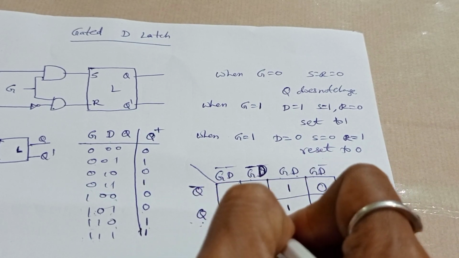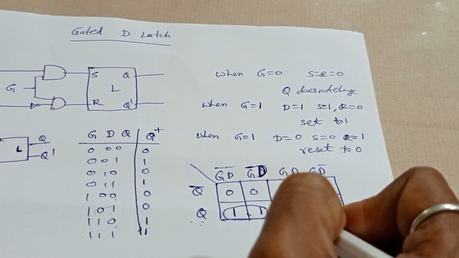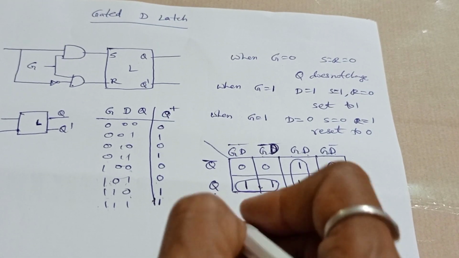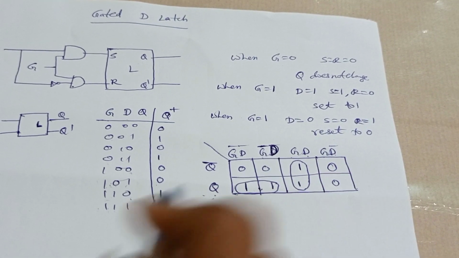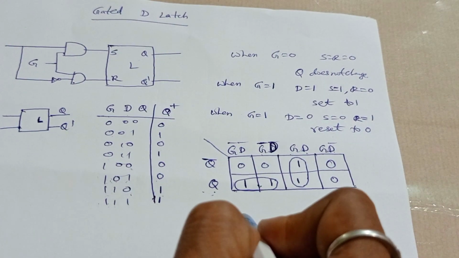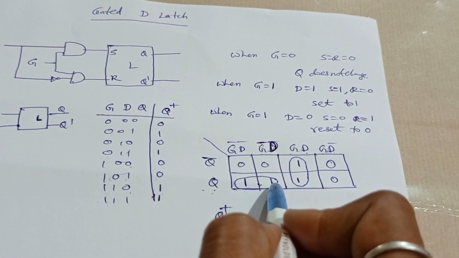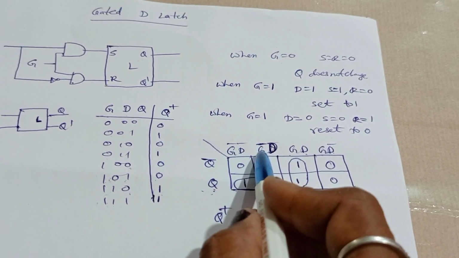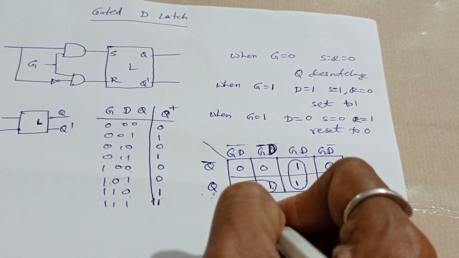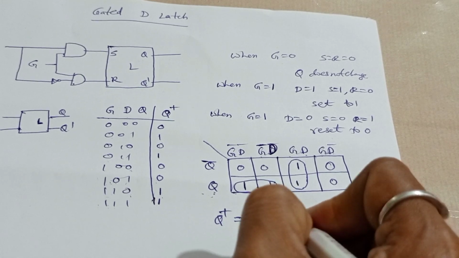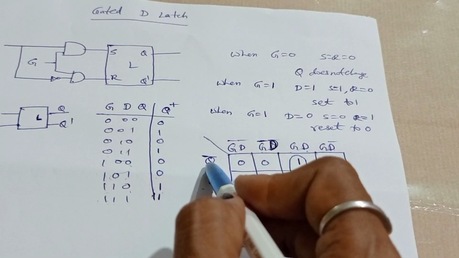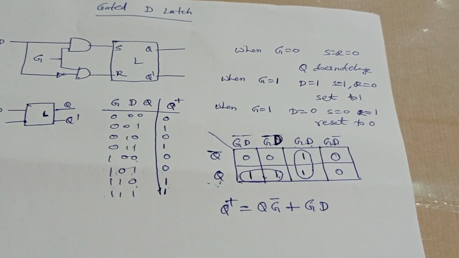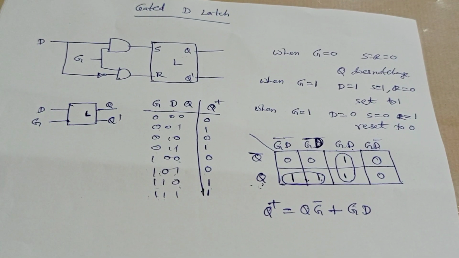Now we can pair this and this. Q plus, that is the next state. The characteristic equation becomes, from this, Q G bar, since G bar is constant, plus, from this, Q is changing, G D. This is the characteristic equation for the gated D latch.